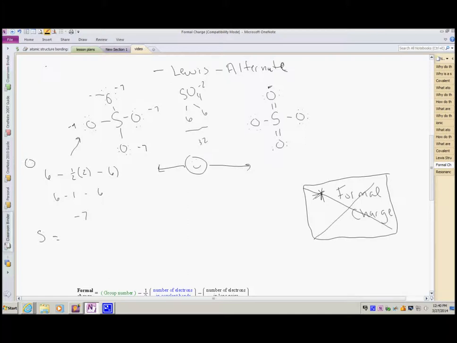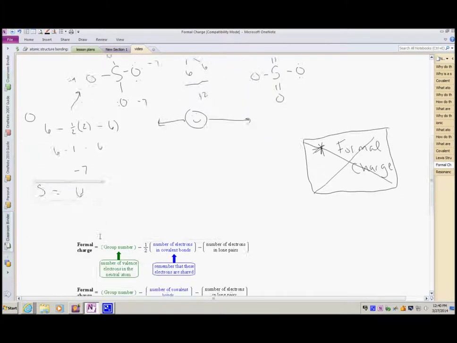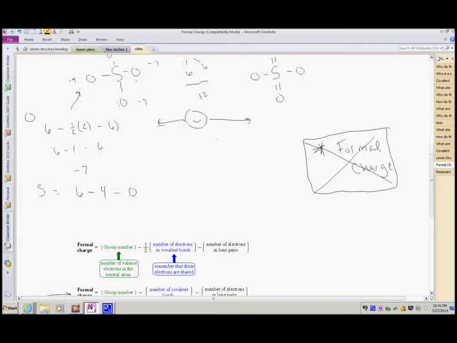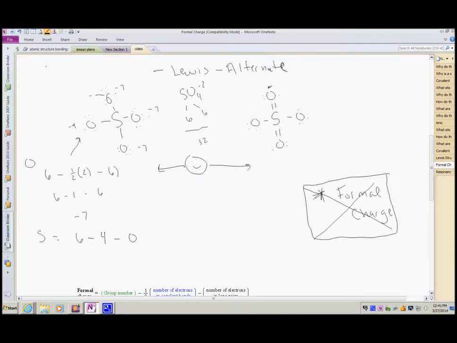For the sulfur, the group number is 6. Again, this is just a little bit more way to look at it. Same thing: group number 6 minus the number of covalent bonds, which is 4, minus the lone pairs, which is 0. So this is going to be a -2. And you can assign your little charges on your own. This is not part of the Lewis structure. You would never include the formal charges on here as far as the actual structure is concerned.